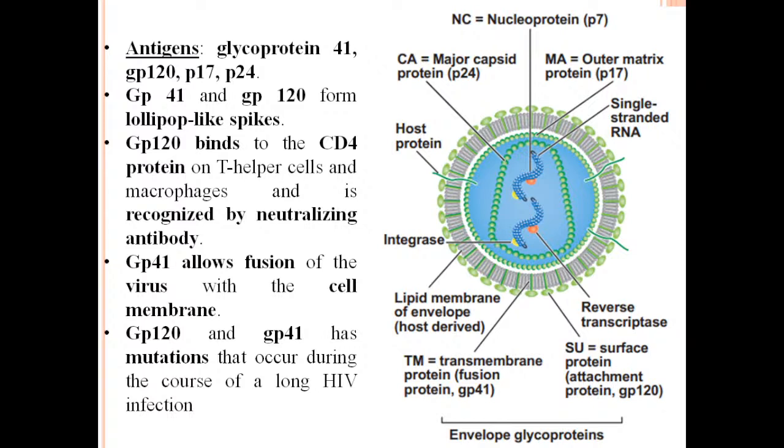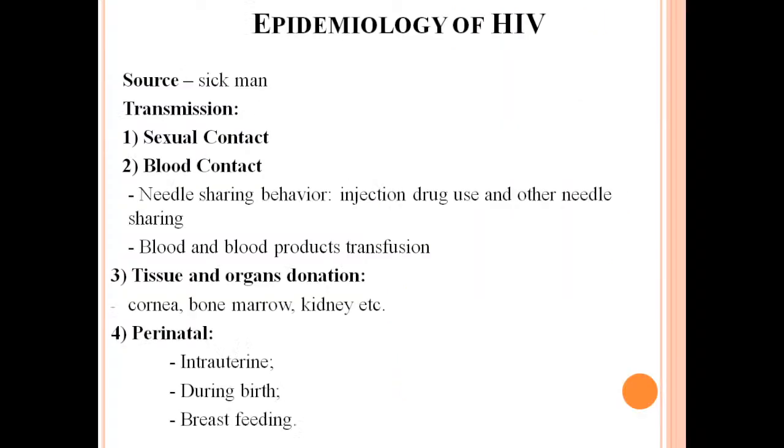Within one organism, one patient, these antigens may be changed during the infection. Epidemiology and pathogenesis of HIV infection. Source is sick man, transmission through sexual contact, then blood contact through needle sharing behavior, injection drug use, and other needle sharing, blood and blood products transfusion.